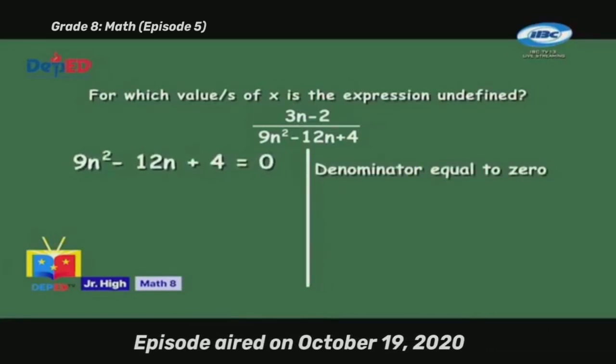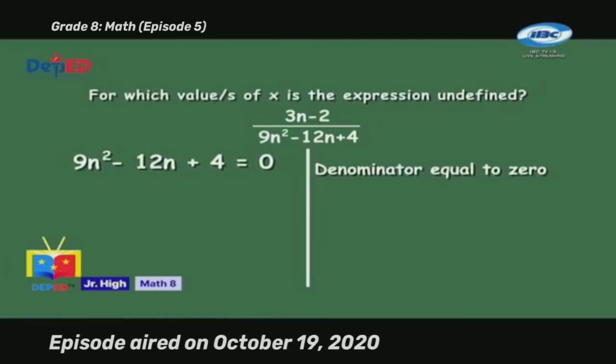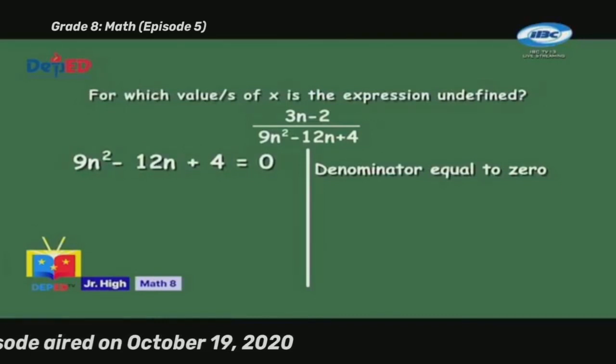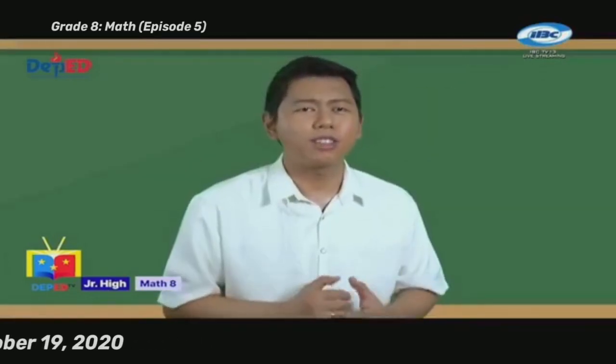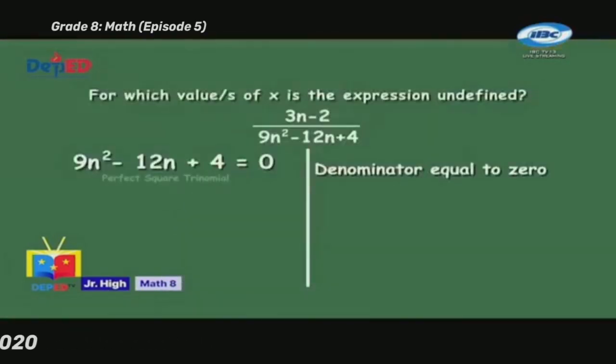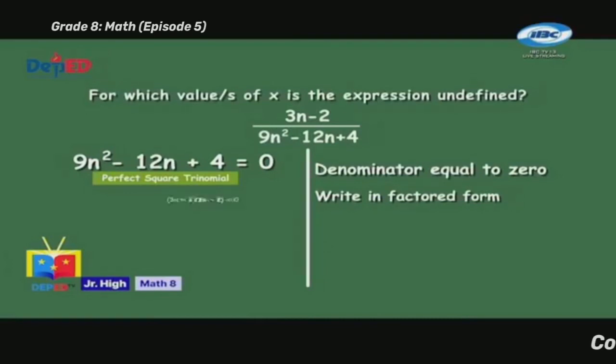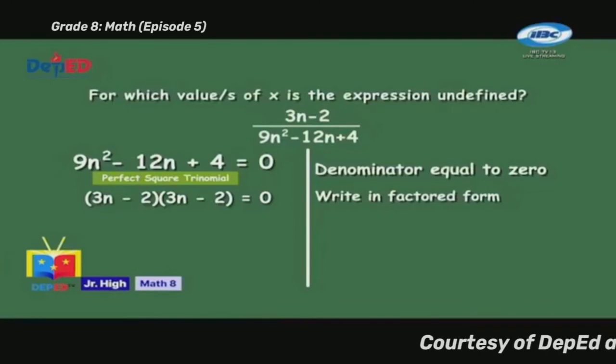9n squared minus 12n plus 4 is equal to 0. What can you say about the polynomial? It is a perfect square trinomial. Can you give its factored form? The equation will be the square of 3n minus 2 equal to 0.